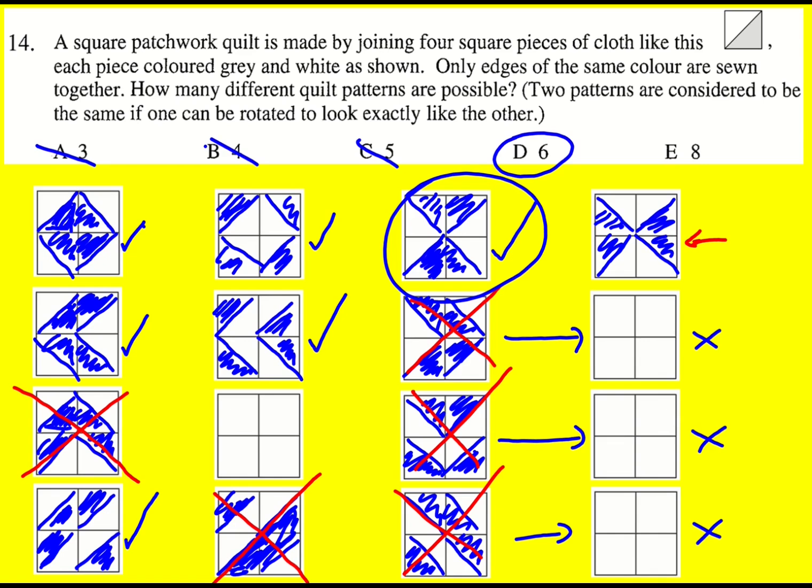And overall, the answer is going to be 6. I don't think there's a really quick way to do it. I think the best thing to do is just be careful, work for it systematically, make sure you don't miss any, and you'll get to your answer. Well done.